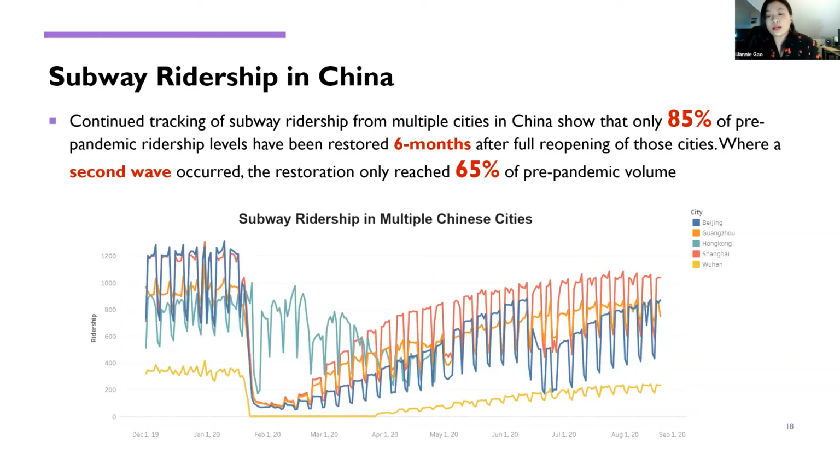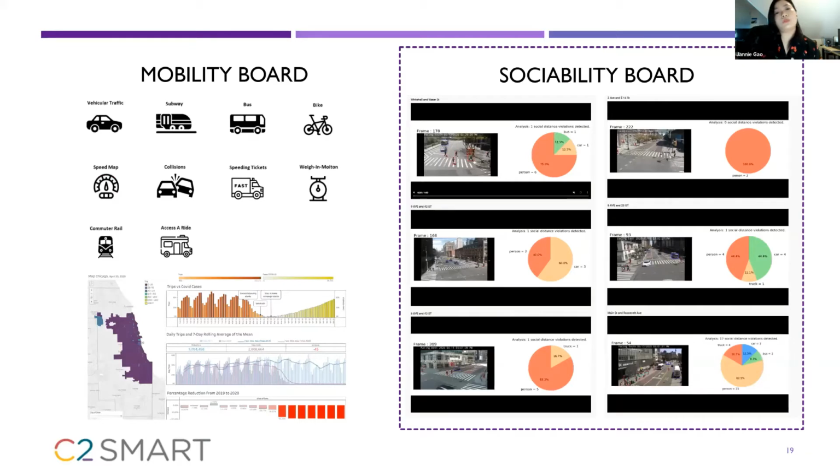And even with that, we know that after half a year, we're not getting 100% full restoration of our transit system. And there might be something that can be planned ahead before we even reach 6 months. Okay, so besides the mobility board, the other important board that we have is called the sociability board.